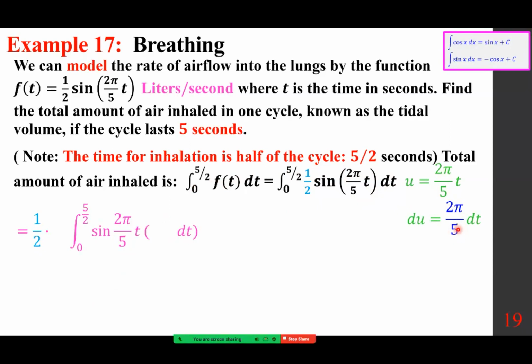How do you undo that? The reciprocal, 5 over 2 pi. So I put 2 pi over 5 in, 5 over 2 pi out, and this is now du. So sine u du, and this 2 and this 2 gives us 5 over 4 pi. And I'm not going to write the new limits yet. I need to figure out what the new limits are.